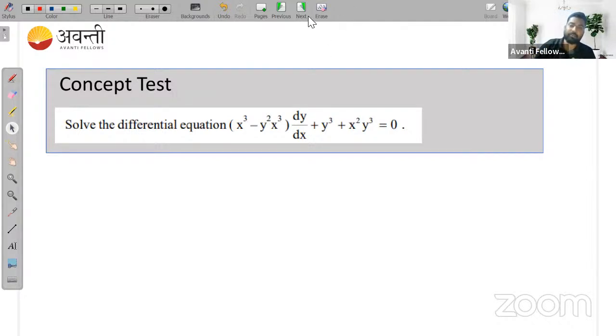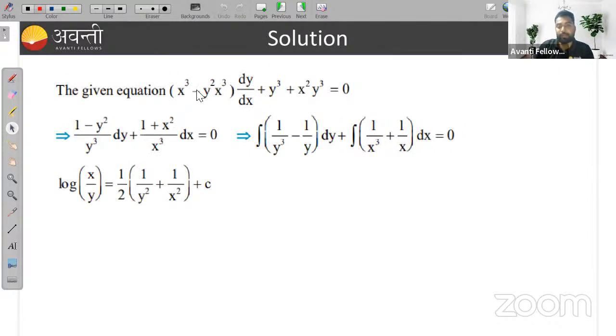Let's see the solution of this question. From this, you can take x cube as common. So if you take x cube as common, what do you get? 1 minus y square upon y cube dy. After separating the variables, the equation you get is: (1 minus y square) upon y cube dy plus (1 plus x square) upon x cube dx is equal to 0. So now what is the next step? You have to now integrate.